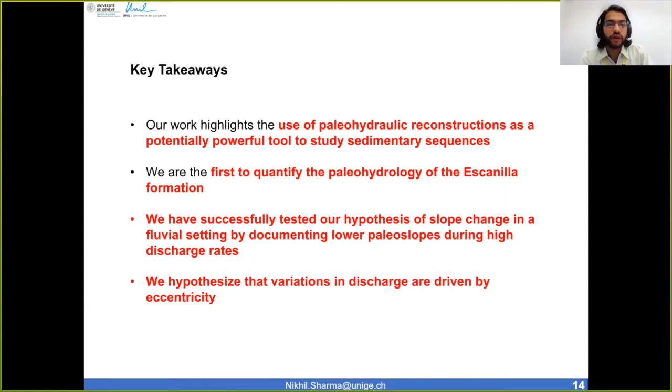And through our results, we have successfully tested our hypothesis of slope change in a fluvial system by documenting lower paleoslopes during high discharge rates. And we hypothesize that variations in discharge are driven by eccentricity changes.